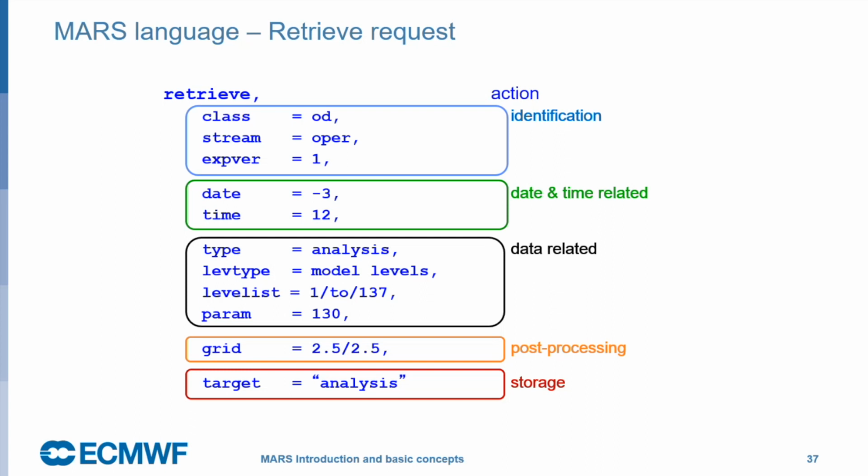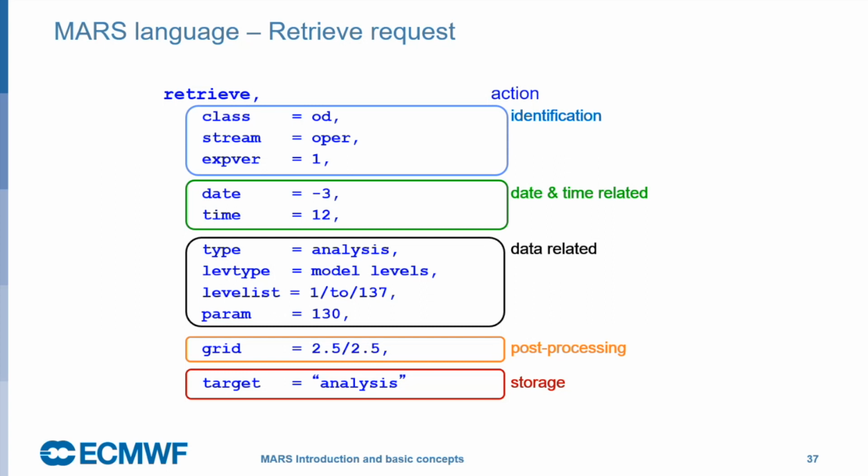Level type, in this case, model levels, but aside from model levels, surface level is popular, and also pressure levels. So here we want all 137 levels. So we say 1 to 137. We don't need to list all of them. And parameter 130, which is temperature. Here you can also sometimes use short names, like t for temperature, and it will work in some requests, but we strongly recommend to use the param ID of the GRIB because only that is unique, and only with that you are sure that you will get the parameter you wanted to get.